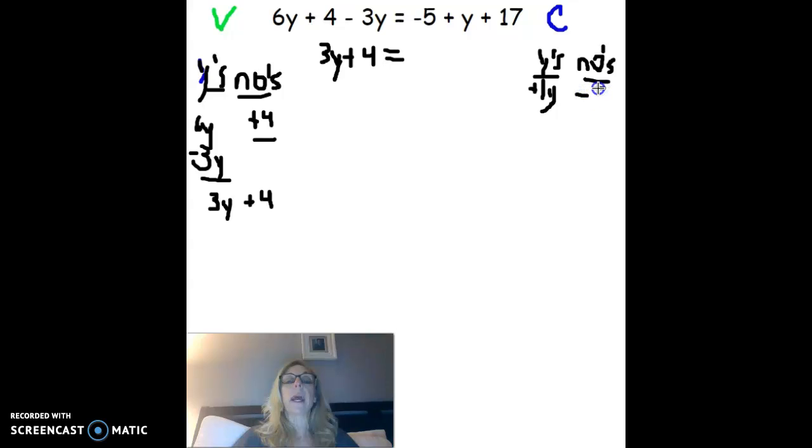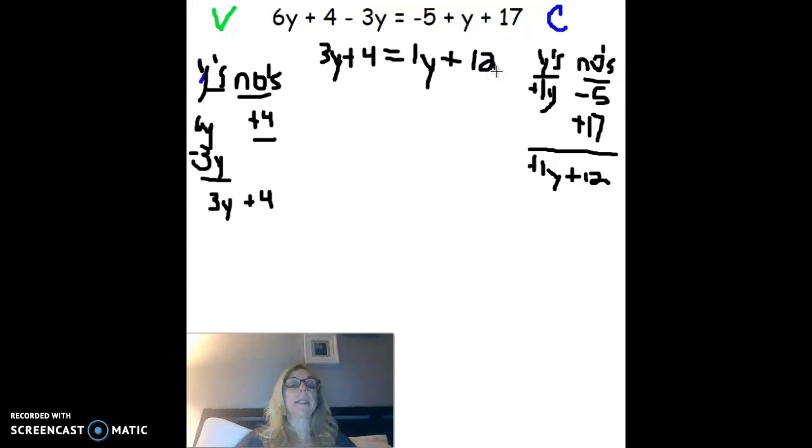Under my no's, I have a negative 5 and a positive 17. Well, let's go ahead and put them together. I can't put anything together with that positive 1Y, so I still have that positive 1Y. And then negative 5 plus 17 is a positive 12. Hopefully you got that too. So now up here, I'm going to go ahead and write my 1Y plus 12. All right, step 1 is done. I have combined and simplified on each side of that equal sign.